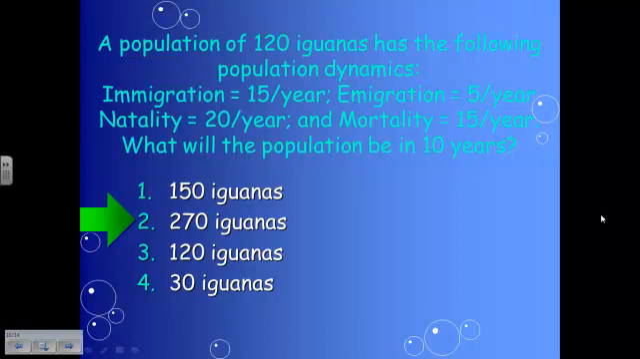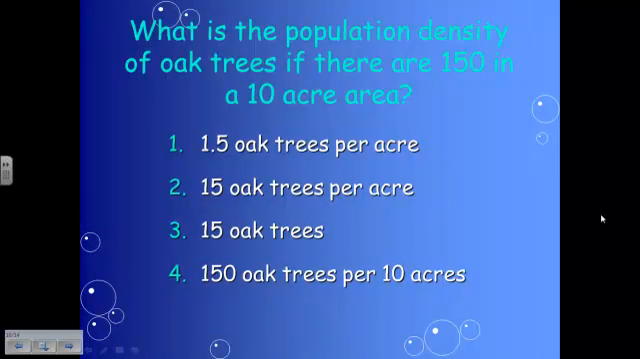Natality, that's 200 over the 10 years being born. And then mortality over 10 years, that's 150 going out. You do the math, the addition, the subtraction, you come up with 270 iguanas. So what's the population density of oak trees if there are 150 oak trees in a 10-acre area?